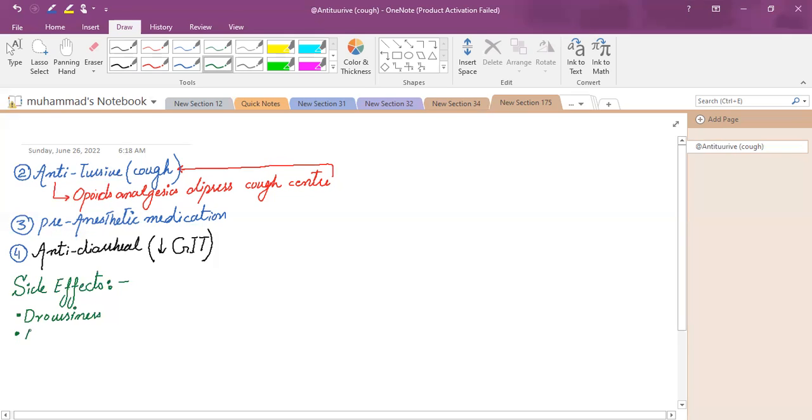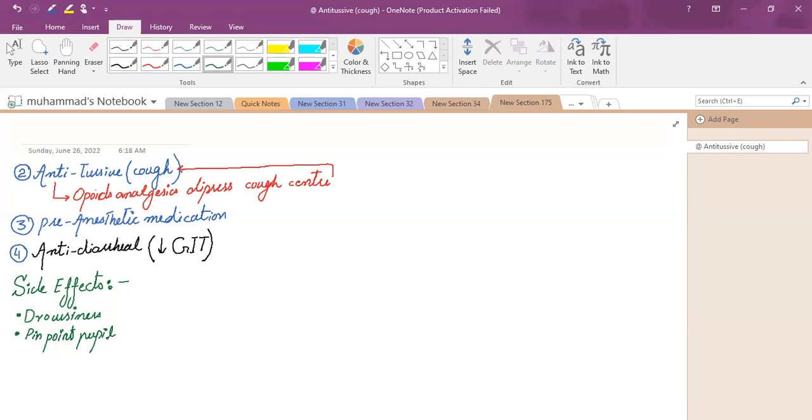Second side effect is pinpoint pupil. Basically, all these side effects are associated with the pharmacological effects of opioid analgesic that we have studied in the previous lectures. So this pinpoint pupil may cause problems with the vision, because for the near vision we require the parasympathetic system, and for the far vision we require the sympathetic system. So in the opioid use, the parasympathetic system becomes dominant. In this way, the accommodation of the eye may be affected, causing disturbance in the vision.